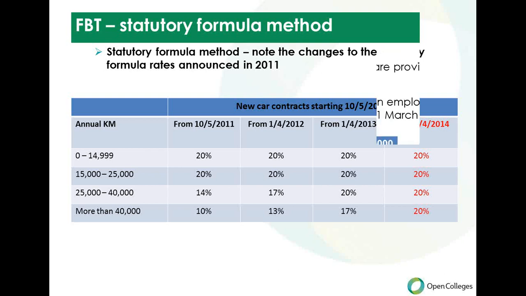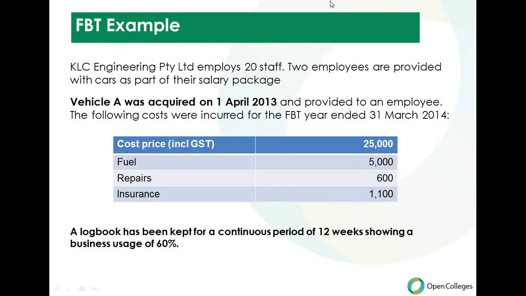Here's the example just to highlight how to do the calculation. So we've got KLC Engineering, employs 20 staff. 2 employees are provided with cars as part of their salary package. Vehicle A was acquired on the 1st of April 2013 and provided to an employee. The following costs were incurred for the FBT year ended 31 March, and that is fuel of $25,000, repairs of $600, and insurance of $1,100. It notes that a logbook has been kept for a continuous period of 12 weeks, showing a business percentage of 60%.